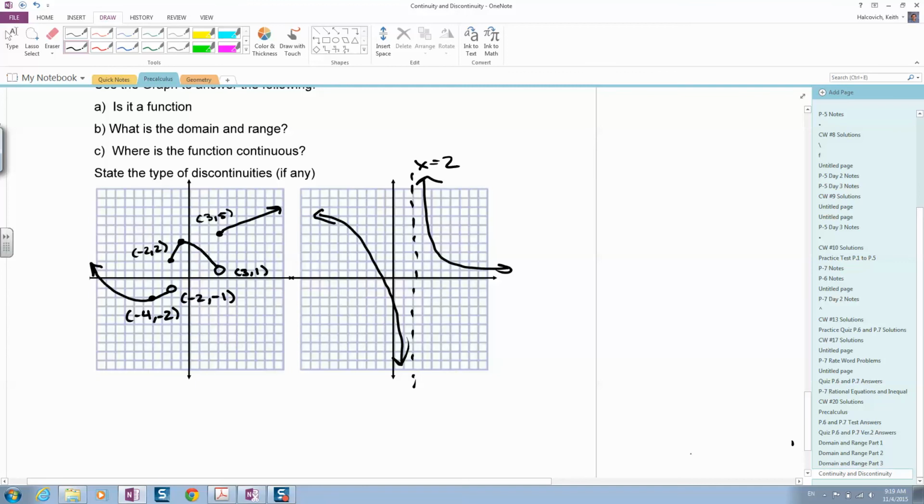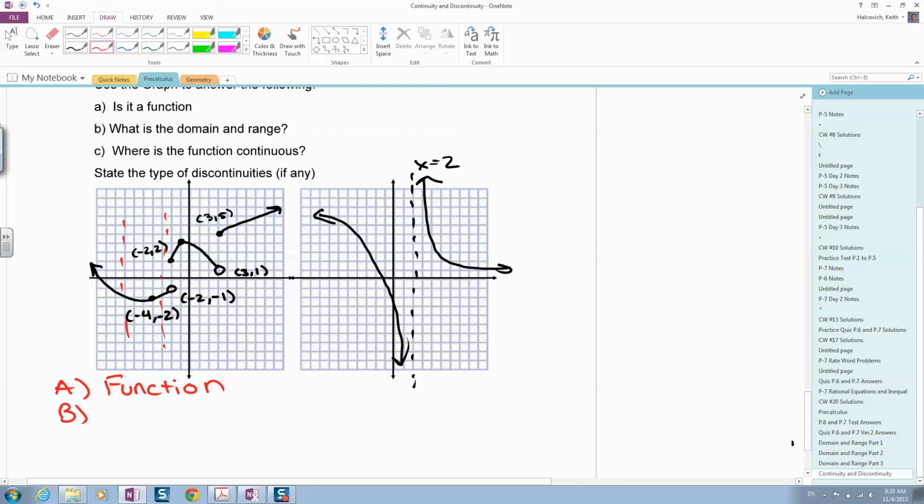All right, so the next problem, let's do a couple more of these. The first thing you look at, is it a function? And the answer to that question is yes. When you do the vertical line test, it passes. Even though there's a dot here, open circle, remember open circle means it's not there, so that's fine. It passes the vertical line test.